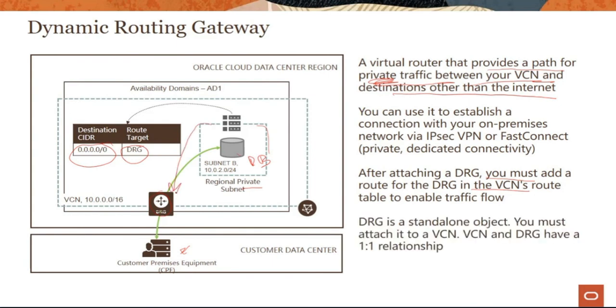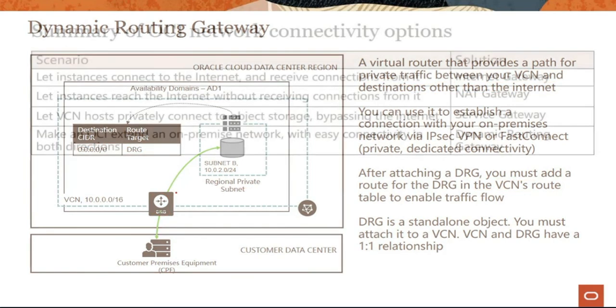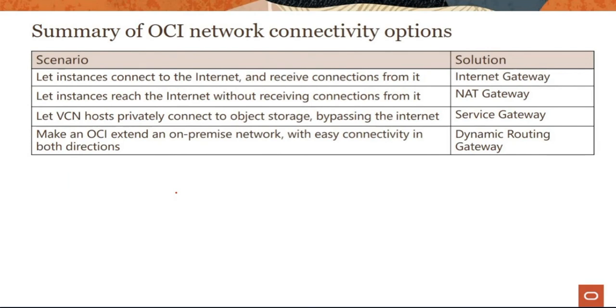Now the DRG is a little bit different from the other gateways we have looked at until now. DRG is a standalone object. You must attach it to a VCN after you create the DRG, and VCN and DRG have a one-to-one relationship, meaning a single VCN can only have one DRG, and one DRG can be attached to a single VCN at a time. So let's quickly summarize all the network connectivity options we saw in this module.